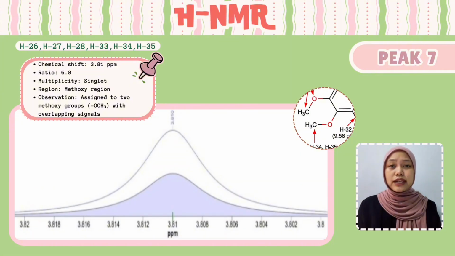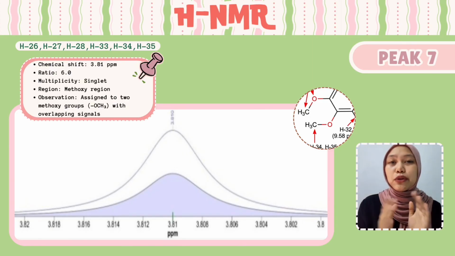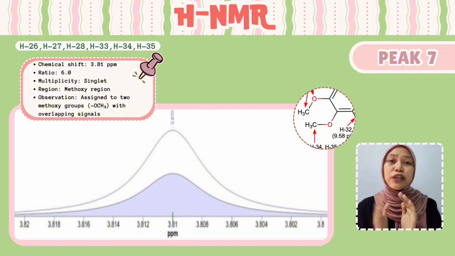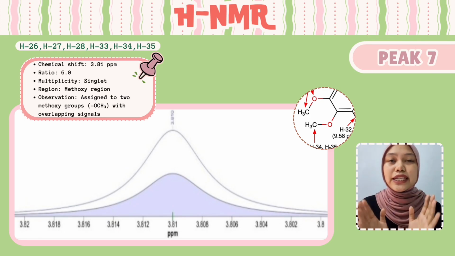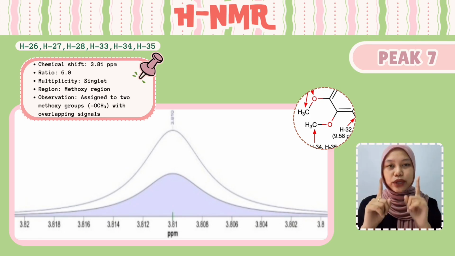So, this peak corresponds to two methyl groups, which are OCH3, and each methyl group contributes 3 equivalent protons, giving a total of 6 protons. Because these protons have a similar chemical environment, their signals overlap and appear as one singlet.